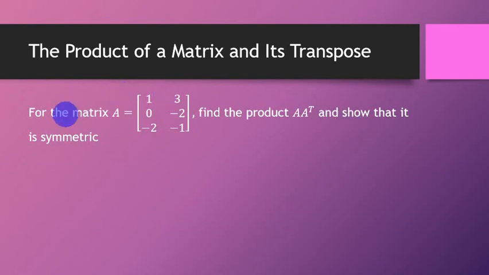Now, for the matrix A, given 1, 3, 0, negative 2, and negative 2, 1, we are asked to find the product A A transpose and show that it is symmetric. Pause the video and try to see if you'll be able to answer this one.